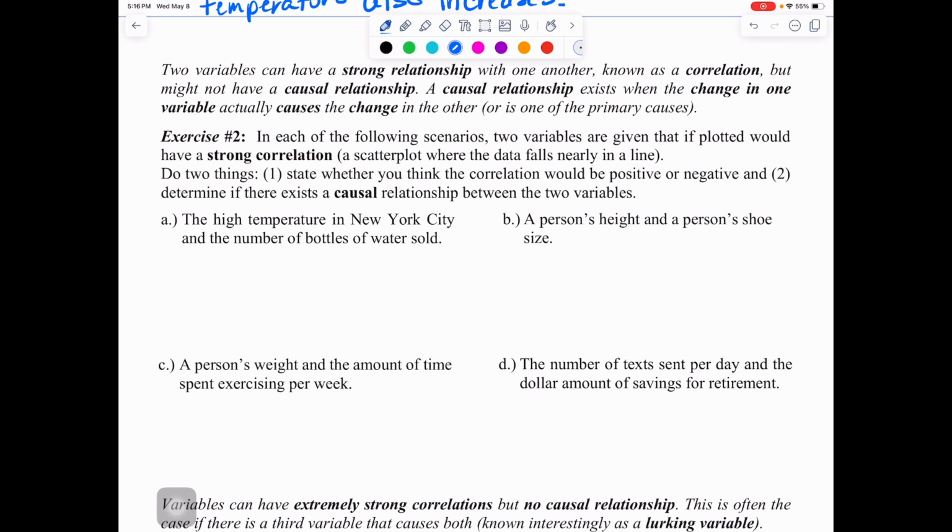Do two things. One, state whether you think the correlation would be positive or negative. And two, determine if there exists a causal relationship between the two variables. Does one cause the other to happen? So I actually want to give you an opportunity to try these questions without me, A, B, C, and D. And then I'd like you to resume the video to check your answers and go over it with me.